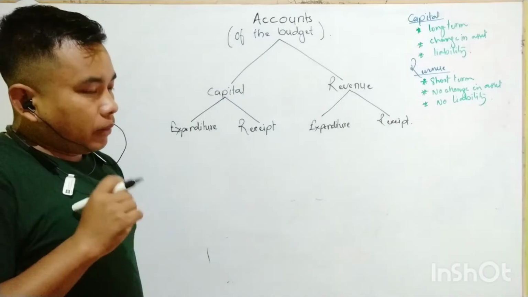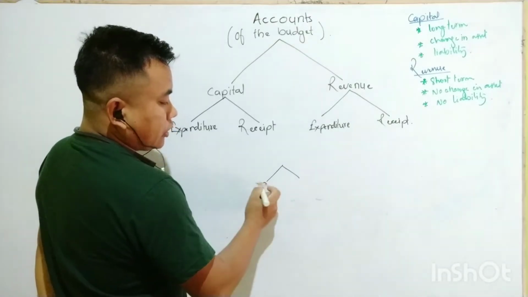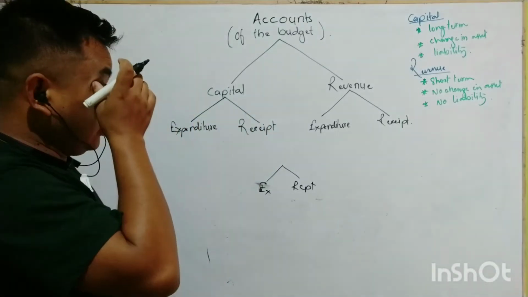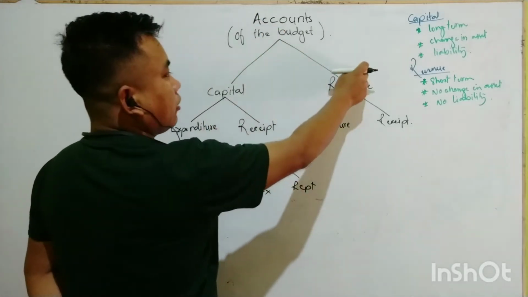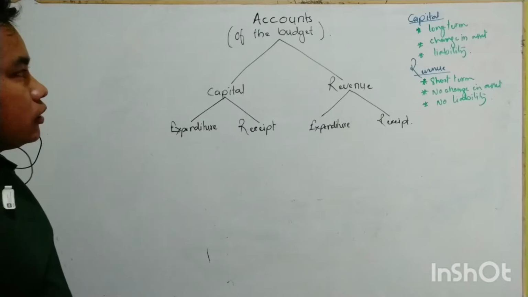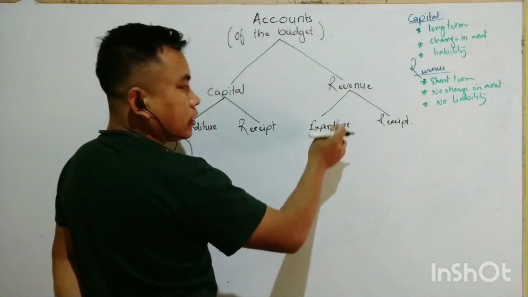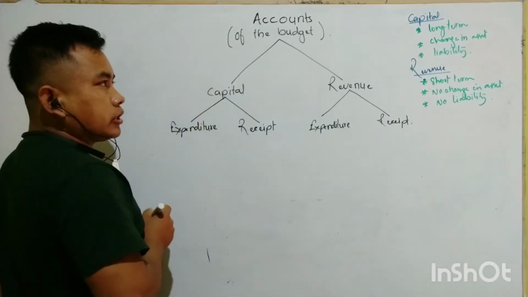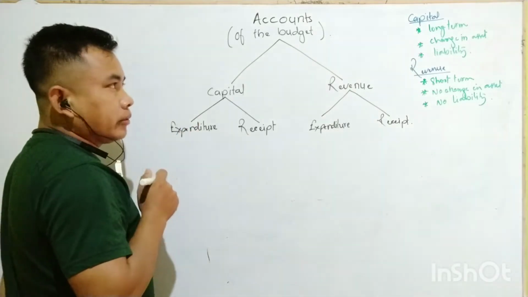Reference books sometimes call this the accounts of the budget. Under the accounts of the budget, we have the expenditure account and the receipt account. Whatever you prefer, either way it's okay. Some call them capital account and revenue account. So the capital account has expenditure and receipt, and the revenue account also has expenditure and receipt.